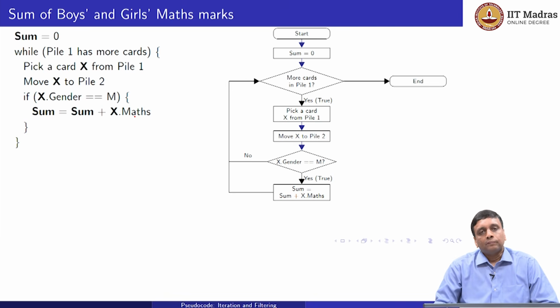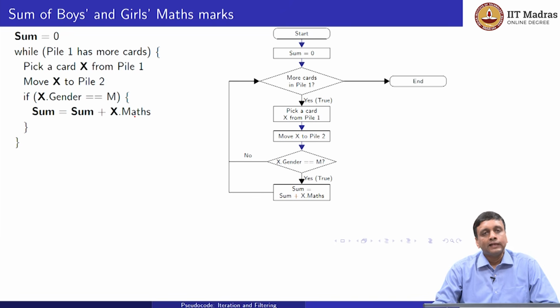So moving along, we saw how to total the boys' marks by filtering on the gender of the card. But what if we also want to simultaneously keep track of the girls' marks? So the first thing is that now we have to keep track of two quantities. It's no longer just the sum of the marks. We have two different sums, one corresponding to boys and one corresponding to girls. So we will need two different values.